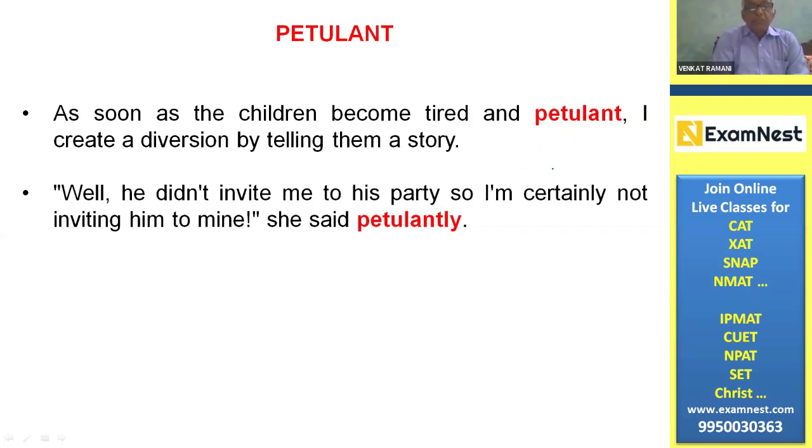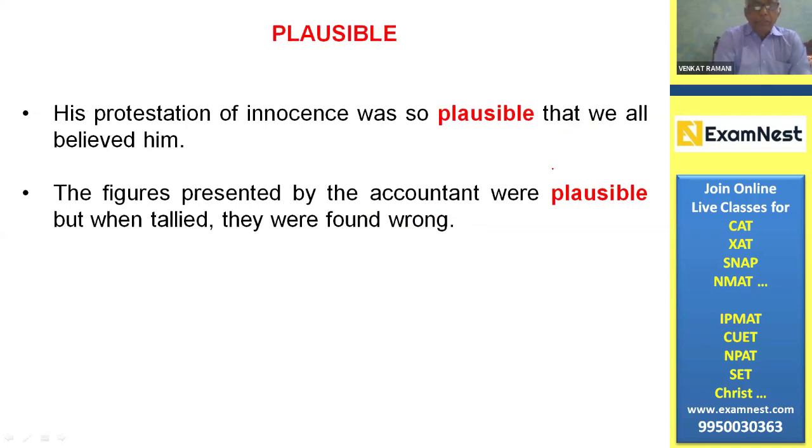The next word is plausible. Plausible. His protestation of innocence was so plausible that we all believed him. The figures presented by the accountant were plausible, but when tallied, they were found wrong. Plausible is something, you see, which has a nuance of truth in it, which has a show of truth, but it is open to doubt.